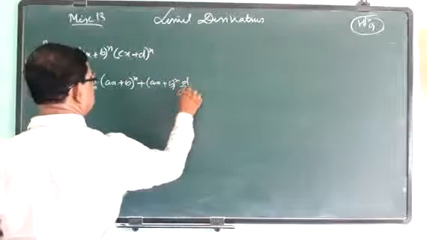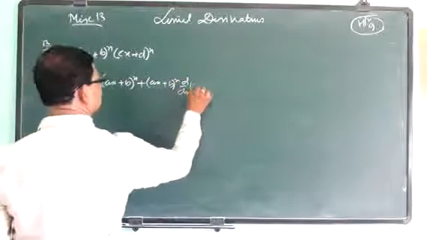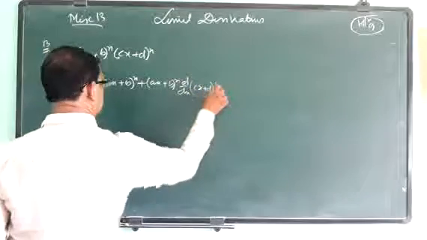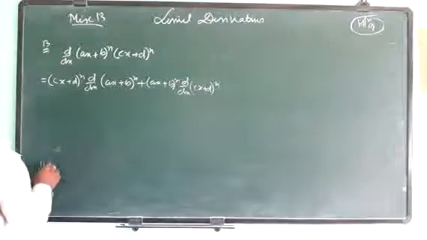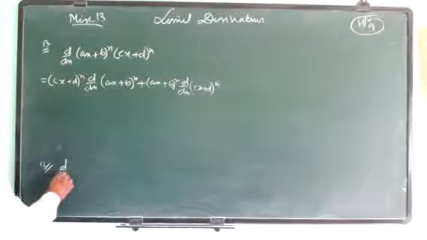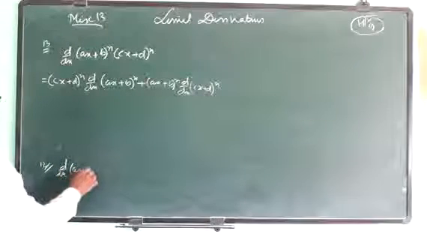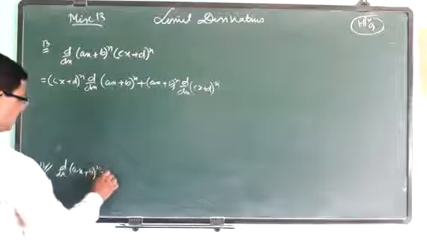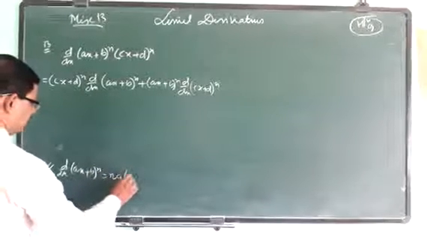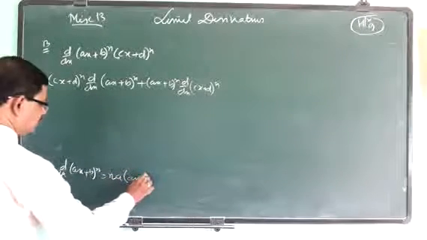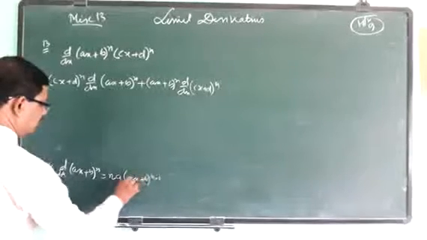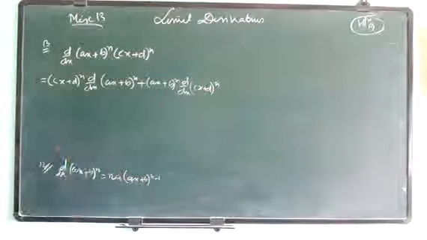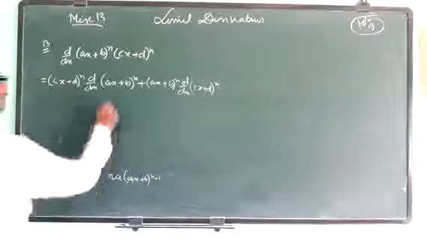Differentiation of v. So students, question number 12's answer was d/dx of (ax + b)^n, and the result was n a (ax + b)^(n-1). We will take the help of this in solving this one. You see that this term is the same.